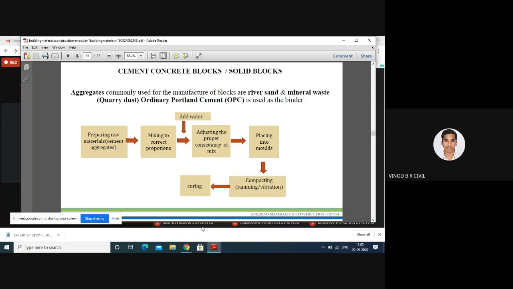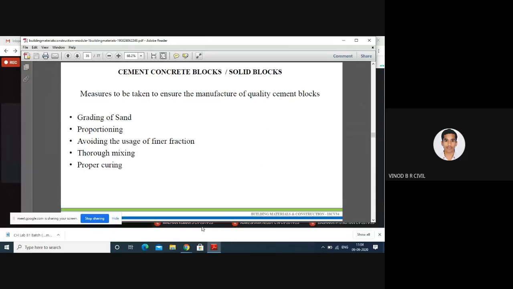The purpose of curing is to control the hydration process. If they control the hydration process, then they can expect good strength. Otherwise, without curing, we can't expect the strength, because of the hydration process we can expect cracks. When cracks appear, we can't expect the strength. That is why curing is mandatory. After the curing, they allow it for construction purposes: cement concrete block or solid block.